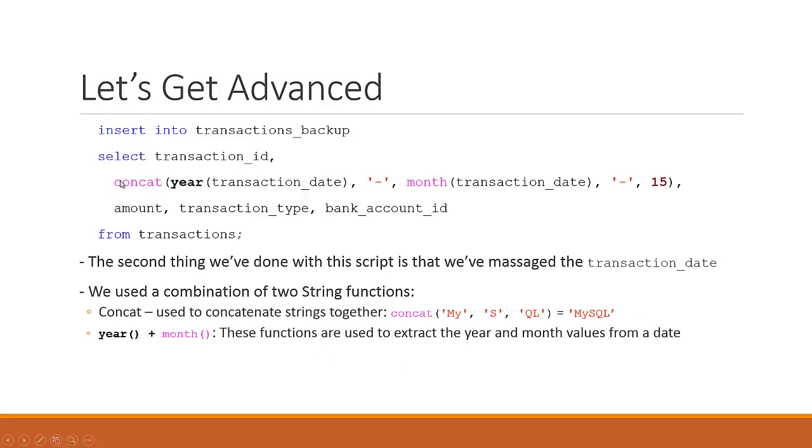We've used concat, as you can see here, and it's bounded by this open bracket here and this closed bracket at the other end over here before the comma. So it's concatenating all these things together. And you look at what it's concatenating together. It's concatenating year with a hyphen, with a month, with a hyphen, with the number 15. So why the heck have we done that? Let's look a little bit further into this year and month thing that's going on.